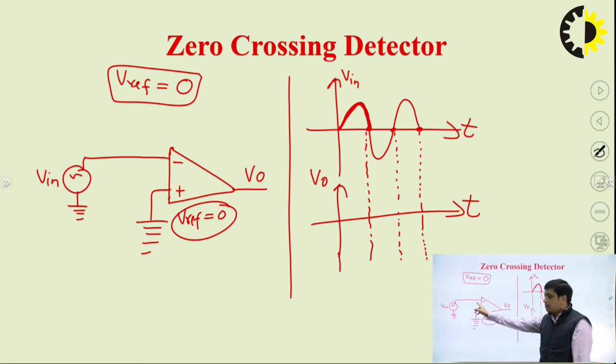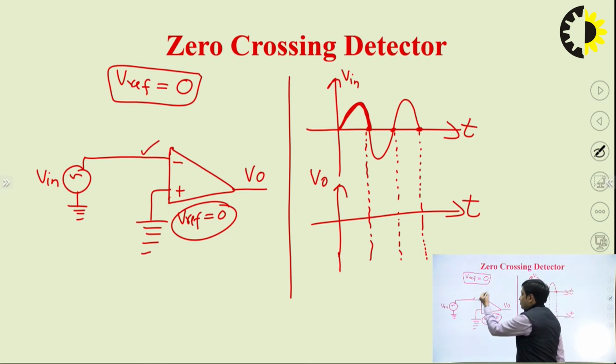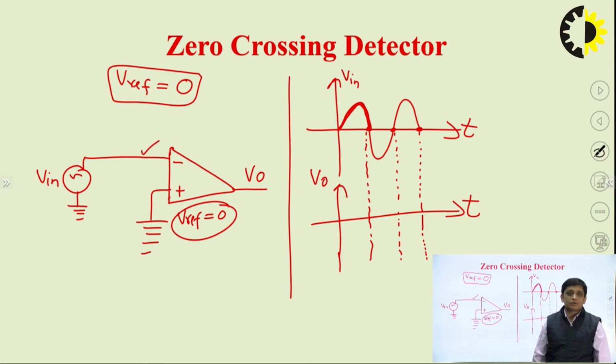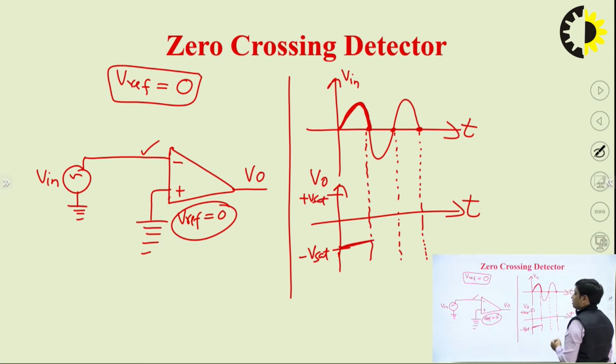Obviously the inverting input terminal voltage is greater, because this sine wave is applied at the inverting input terminal. So it means that the output voltage will be at minus Vsat. Just mark these two voltages, minus Vsat and plus Vsat. So the output voltage will be at plus Vsat.